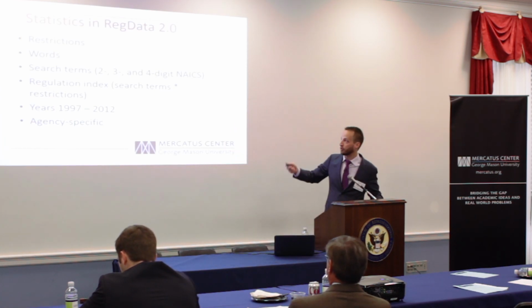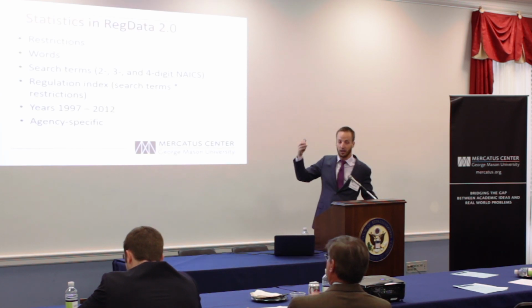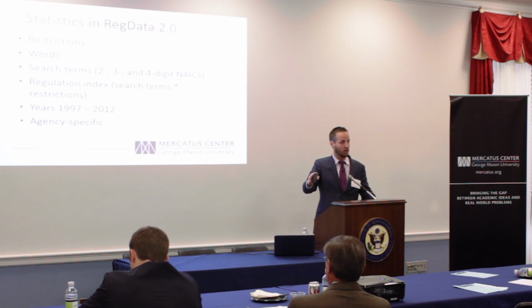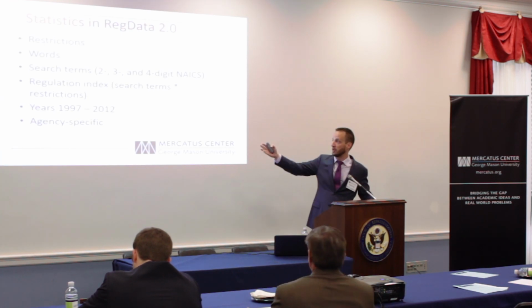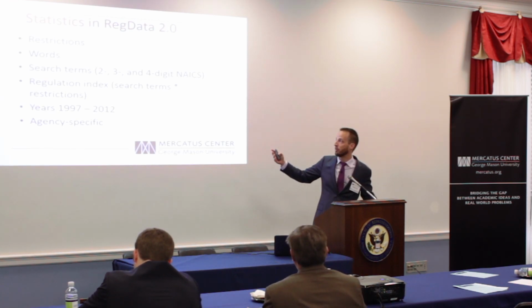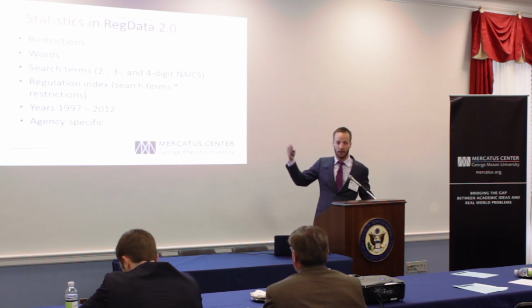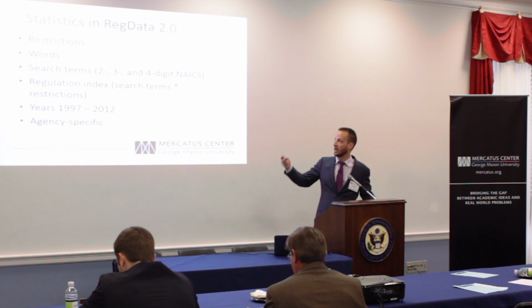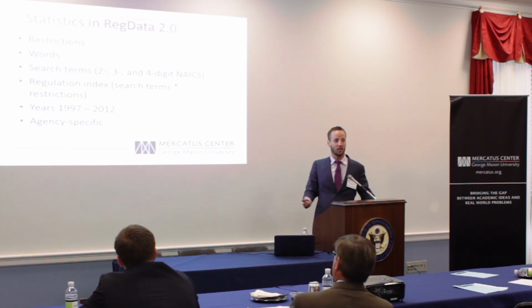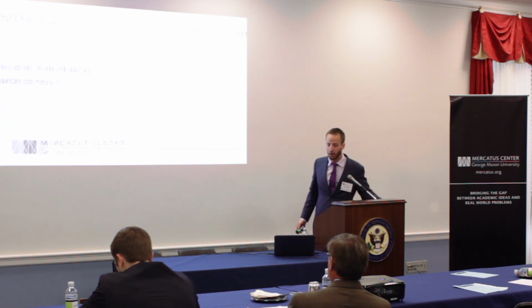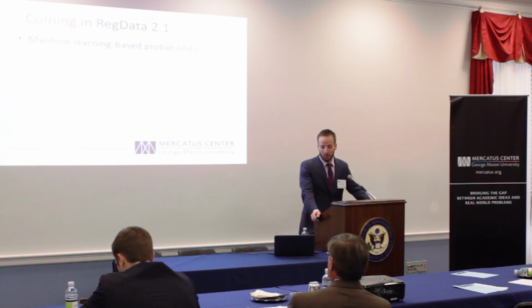What you can do is restrictions. You can get word counts. You can get search term counts for specific industries at the 2-digit, 3-digit, or 4-digit level. Years are 1997 through 2012. You also have the regulation index, which is actually the default graph. And again, that's the search term times restrictions. And you can get this for specific agencies or for all agencies together, or you can group sets of agencies together. And then RegData 2.1, coming later this month, will have, instead of search term counts, some machine learning based probabilities.